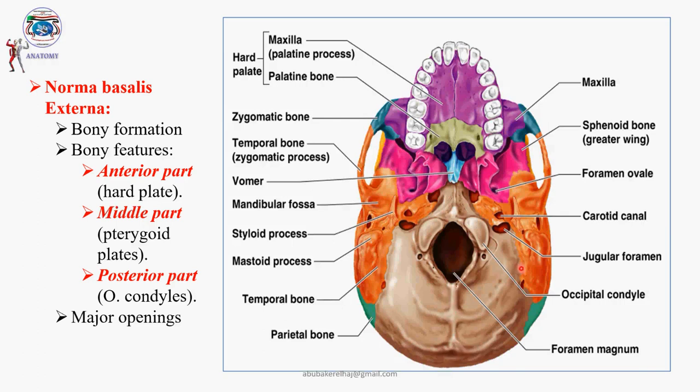Okay. Then on the same area we have this part of the norma basalis posterior aspect, and here we have the middle part of the norma basalis externa, and we have the anterior aspect of the norma basalis externa. The anterior part is commonly formed by the bony part of the hard palate. In the central part we have the incisive fossa, which is related to the incisor teeth, and this is formed by the bony part of the maxilla, and most posteriorly we have the palatine bones, which form the posterior one-third of the hard palate.